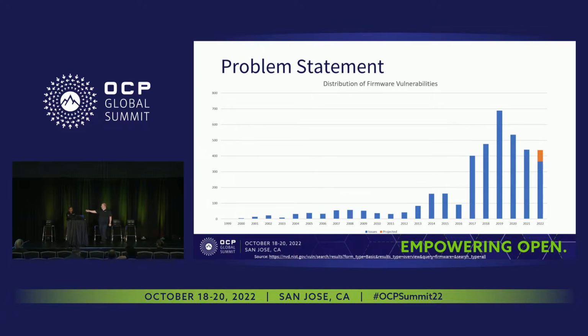The last little orange part there is just a projection, because the year's not over. But you can pull this data yourself. We've linked the source at the bottom there. But again, why firmware now, right?